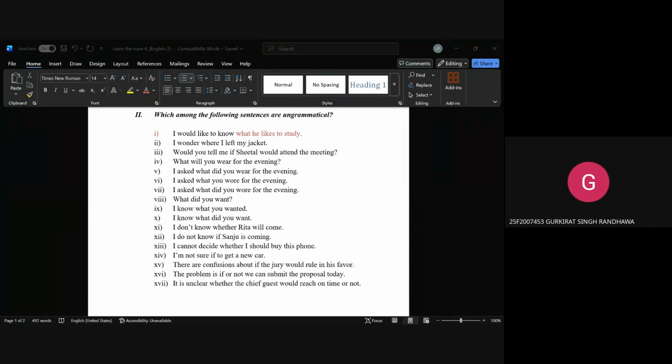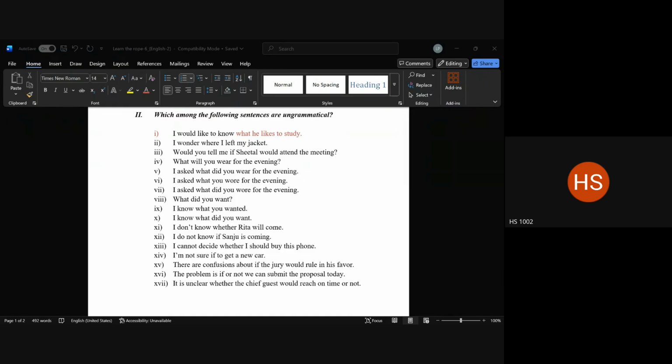Correct, ma'am. Grammatical. It's correct, right? Again, what do you have here? You have the subject, you have the verb, and then you also have the object of the verb, right? What is the object of the verb in this sentence? Jacket. I wonder where. What is the verb of the sentence? Wonder. Yeah, that's right. Correct. Wonder is your verb.